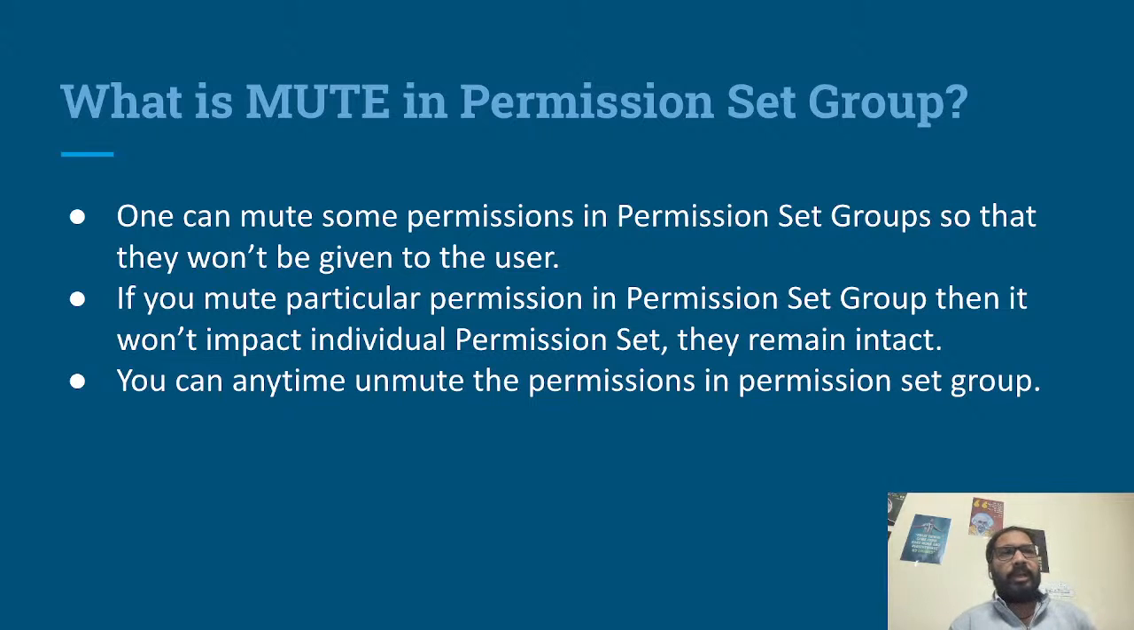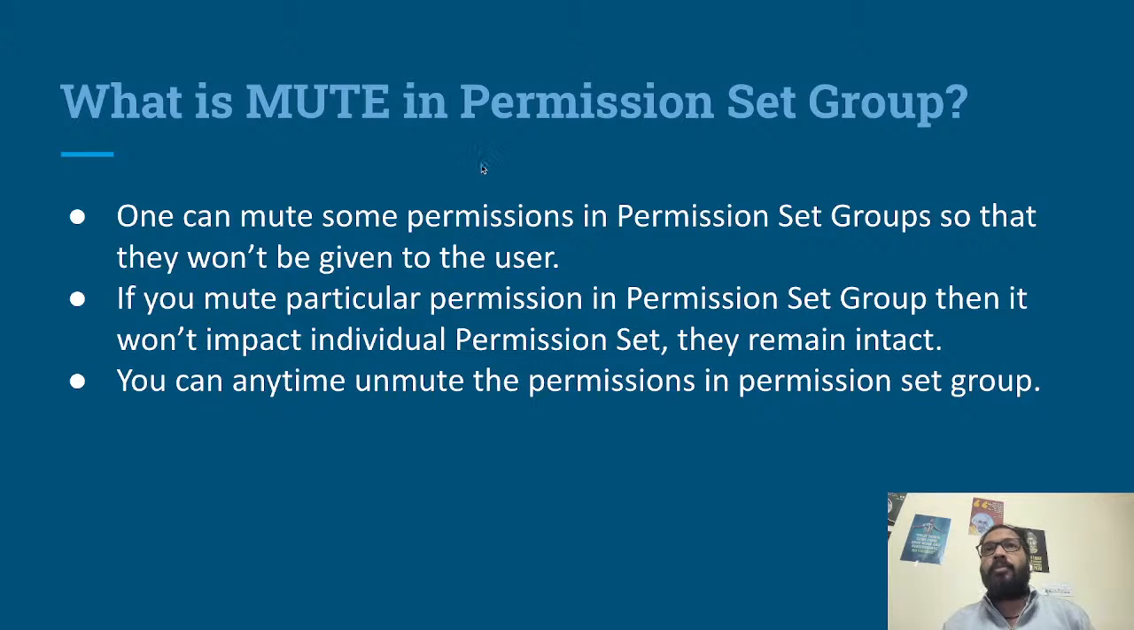Why so? Because it may be possible that you have assigned your individual permission set to someone, and it is part of a permission set group which you assign to some other user. So that's why if a permission set is part of any permission set group, and you mute something in the permission set group, that muting won't affect your individual permission set. And you can anytime unmute the permissions in the permission set group. So a permission set you can assign individually, and it can be part of any permission set group as well. But if you remove any permission from the permission set, then it will affect the permission set group automatically, right? So I hope this is clear.